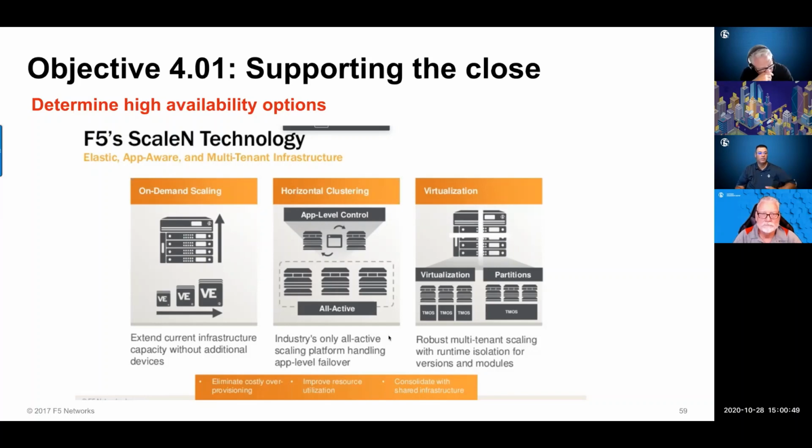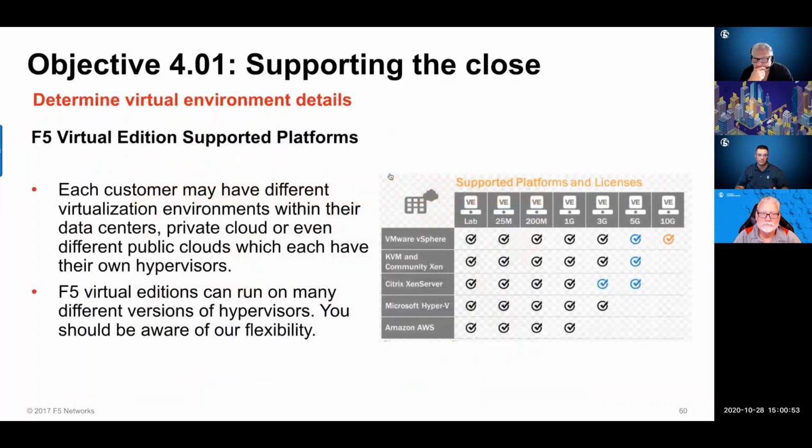But again, determine what high availability options the customer needs. Also, as I spoke about earlier, understand their needs. Do they need physical hardware or a virtual edition? Do they need to roll this out quickly?